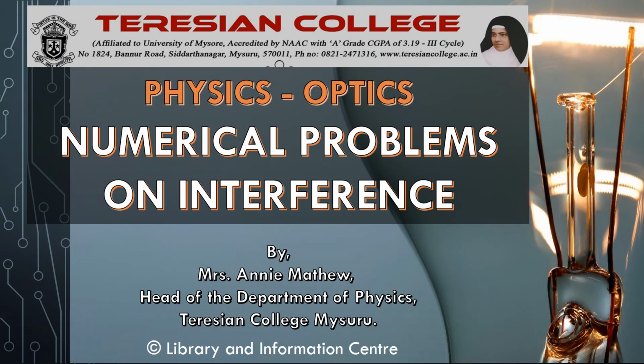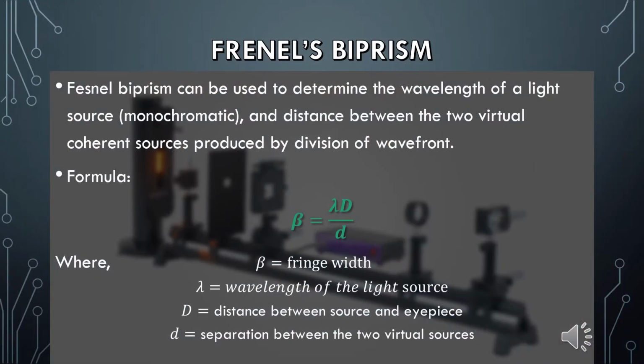Hello students, today's session is on optics, in particular numerical problems on interference. Fresnel's biprism can be used to determine the wavelength of the light source and also the distance between the two virtual coherent sources produced by division of wavefront.